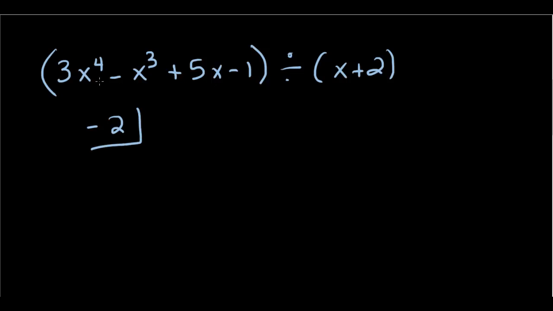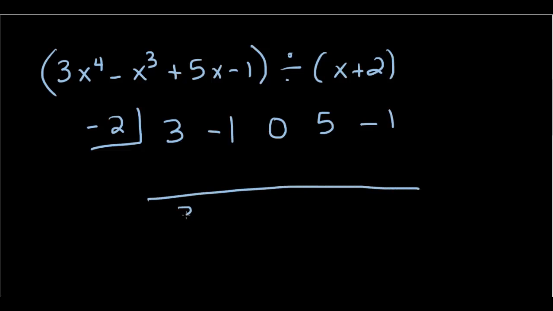Then we write the coefficients. The one for x to the 4th, which is quartic, is 3. Then for the cubed it is negative 1. For squared, I don't have anything, so I'm going to add a placeholder. I'm going to add a 0. Exponent 1 is going to be 5, and then the constant, negative 1.